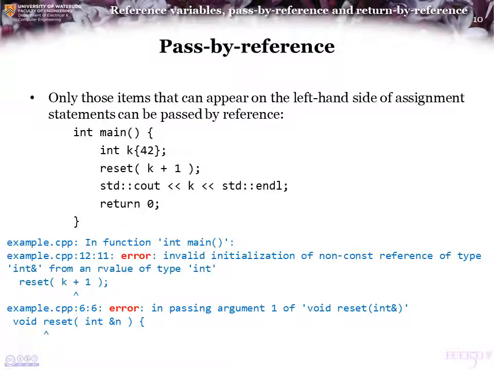It's important to remember that only objects that can be assigned to can be passed by reference. If I was to call reset with the value k plus 1, we get an error message. Basically, it's telling us that this is an invalid initialization of a reference, as k plus 1 is an R-value, not an L-value. K plus 1 can appear on the right-hand side of an assignment statement, but it cannot appear on the left-hand side of an assignment statement.